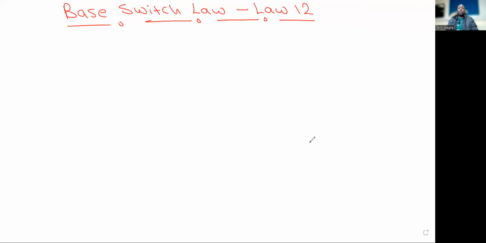And we're going to talk about the 12th law, which is the base switch law, okay? This is a very important law because we're going to use it when solving some questions.